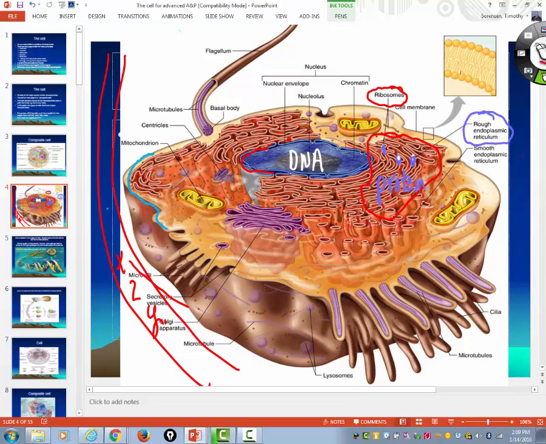Now, we're not just protein, right? We're carbs and fat. So this portion of the endoplasmic reticulum doesn't have any ribosomes. So this is the smooth endoplasmic reticulum. The smooth endoplasmic reticulum is where you make people lipid, people fat. Also, you store electrolytes.